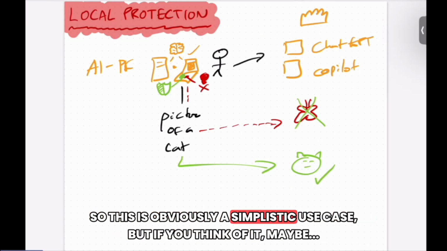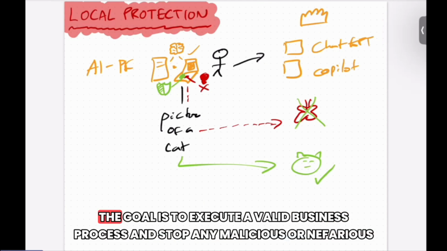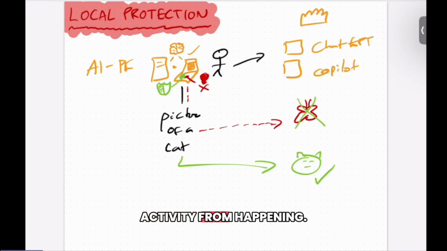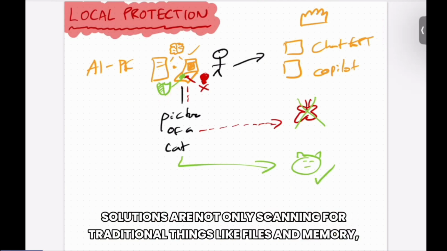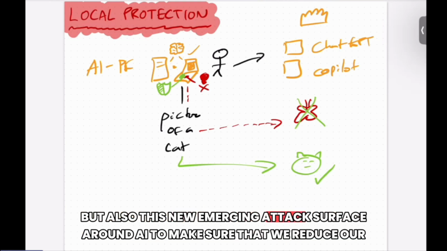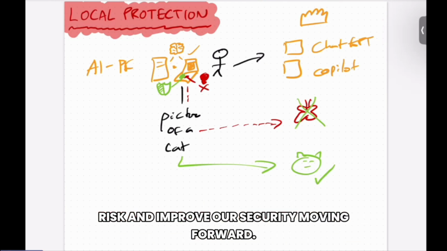So this is obviously a simplistic use case, but if you think of it, maybe the goal is to execute a valid business process and stop any malicious or nefarious activity from happening. We need to make sure that our antivirus solutions, our endpoint protection solutions, are not only scanning for traditional things like files and memory, but also this new emerging attack surface around AI, to make sure that we reduce our risk and improve our security moving forward.